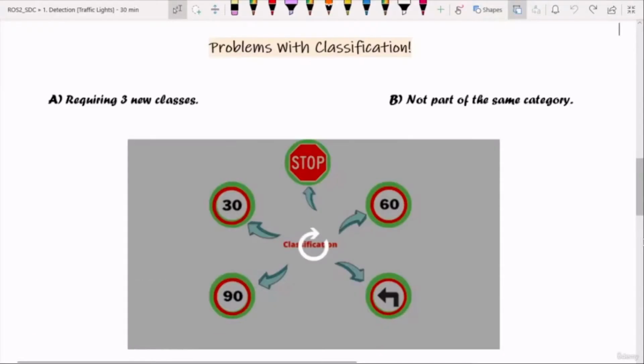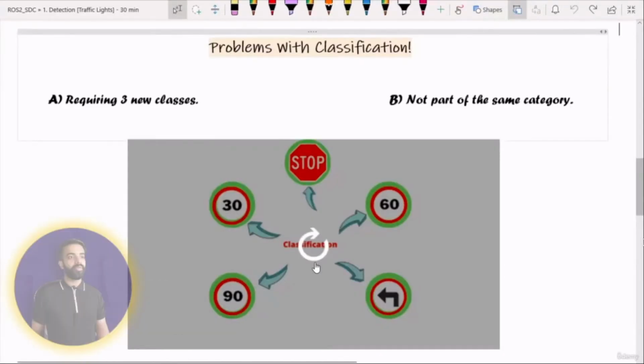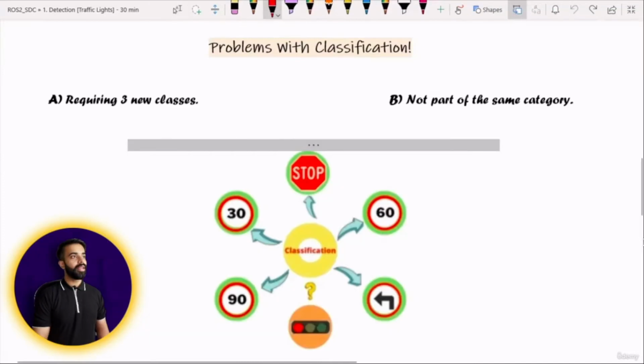Somehow, even if we were able to localize, classification of traffic lights using simple CNN would require us to train for 3 new classes: red, green, and yellow, the 3 states of traffic lights. Also, signs and traffic lights do not belong to the same category. This means that we would require separate models for each of these classes. So these are some of the problems we need to look into while designing a solution for traffic light detection.